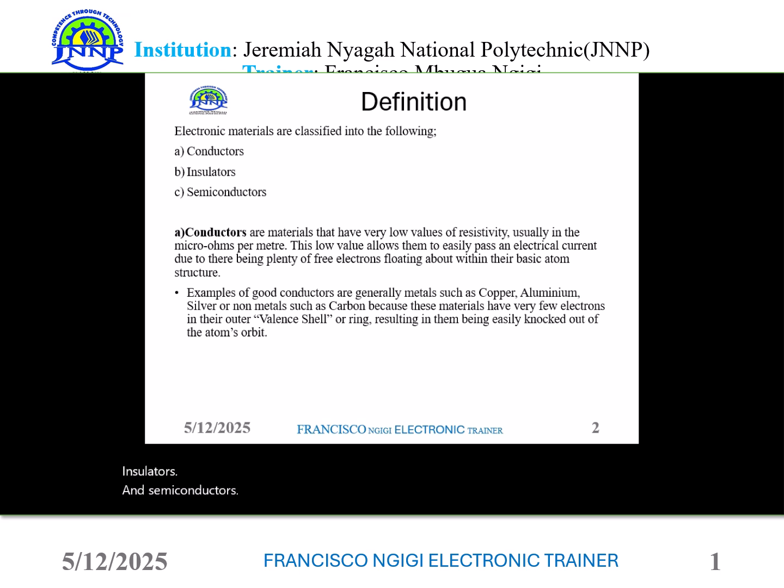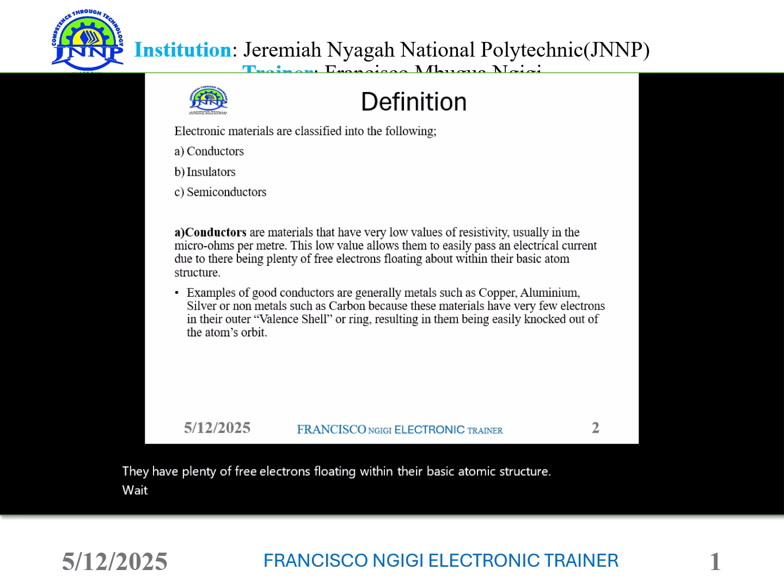Now, let's look at conductors. What is a conductor? They have very low values of resistivity, and the measure of resistivity is ohms. Conductors allow the passage of electric current, meaning they have plenty of free electrons floating within their basic atomic structure.